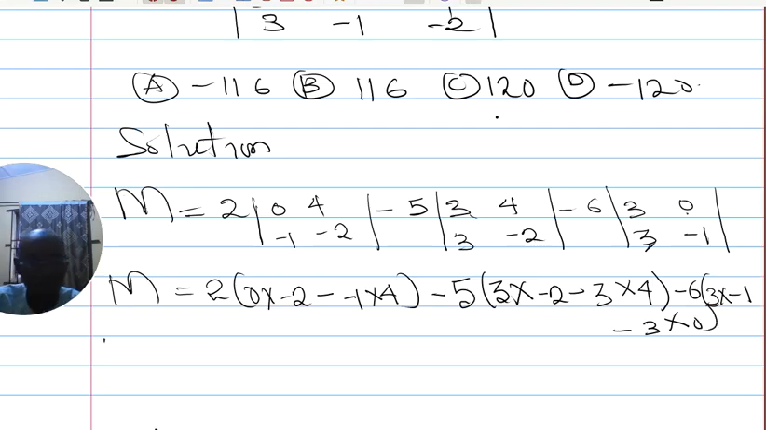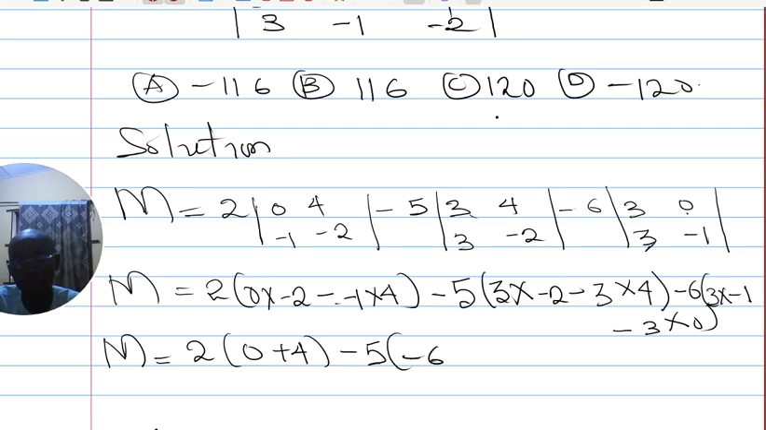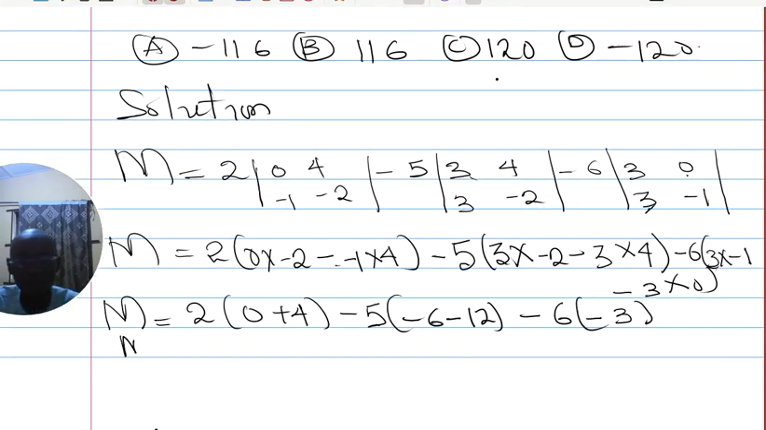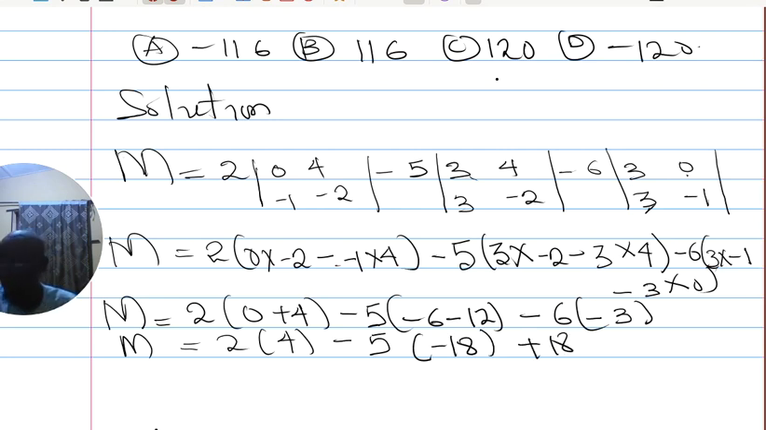Now let's continue. M is equal to 2 times 0 plus 4, minus 5 times minus 6 minus 12, that is minus 18, and then minus 6 times minus 3. So M is equal to 2 times 4, minus 5 times minus 18, plus 18. Let me use my calculator to get the answer.